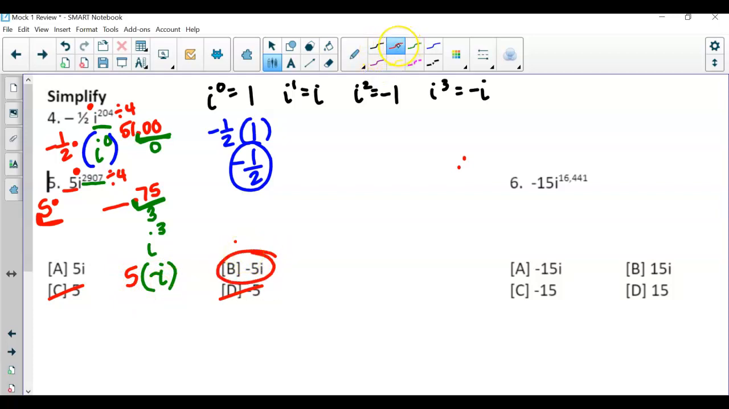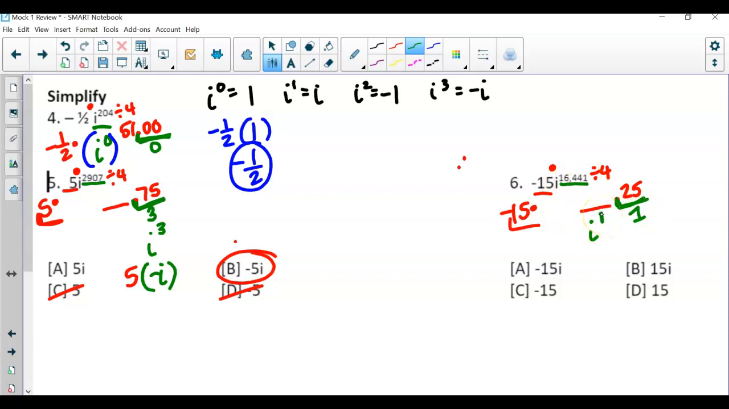And then same thing here for the last one. Notice how you're multiplying by negative 15. So keep in mind, multiply your final answer by negative 15. Now when we put our exponent in our calculators and divide that by 4, you get a large value, but 0.25. So going back, 0.25 or 25 cents is just 1/4. So instead of putting i to the 16,441, we're now going to put i to the first power.